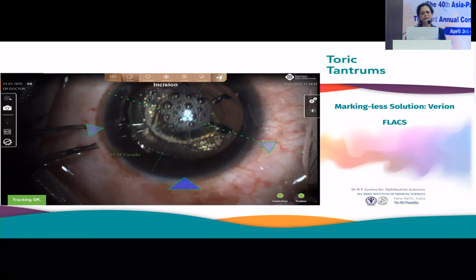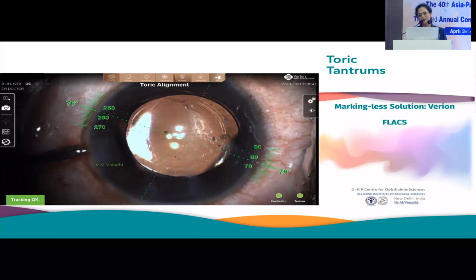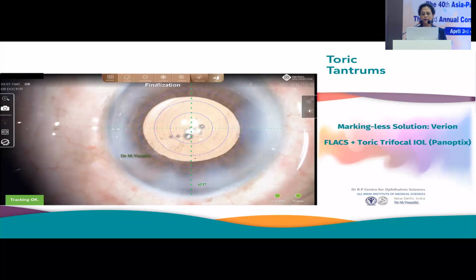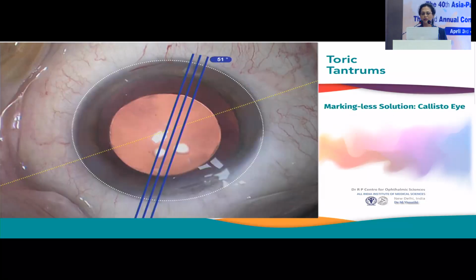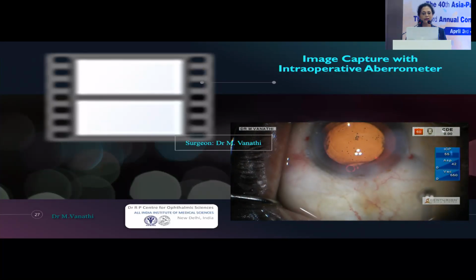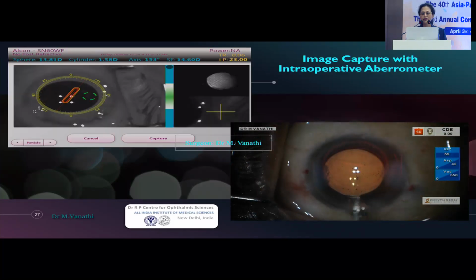You also have systems in the microscopes which will help you to gauge your astigmatism, and that is again another markerless solution. These are those markerless solutions of Verion, and now we also have these incorporated in the femtosecond laser, the way you do your capsulorhexis, which marks the capsulorhexis margins, and then you can use it for placing your IOLs.